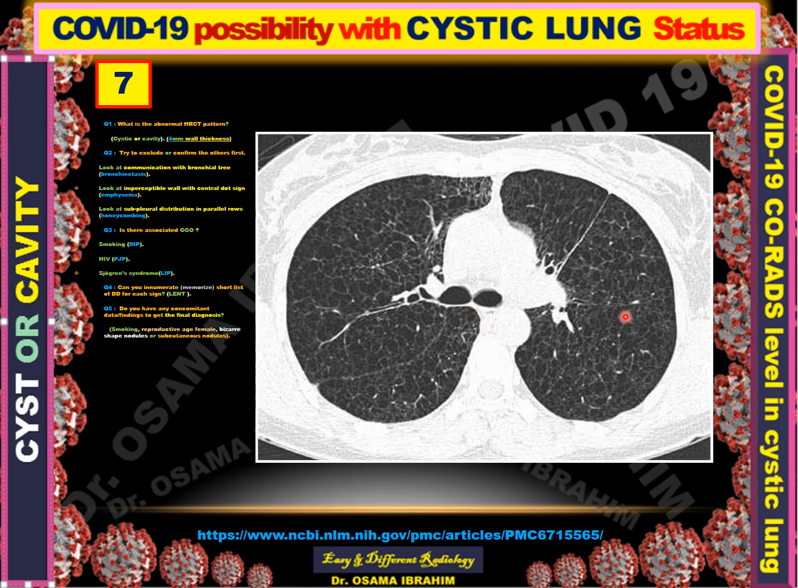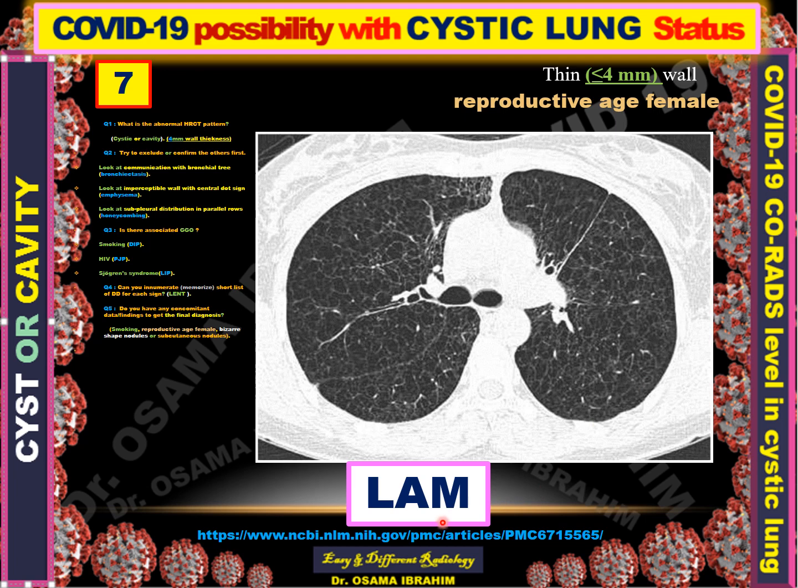Case 7, two cases more. This case shows multiple cysts, which are uniform in size and distributed all over both lung fields, and their wall is less than 4 millimeters, so I consider it a cyst. So these patterns of distribution of the cysts are a reasonable diagnosis for lymphangioleiomyomatosis, particularly if the patient is a reproductive age female.